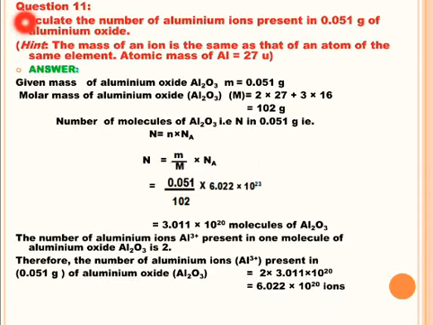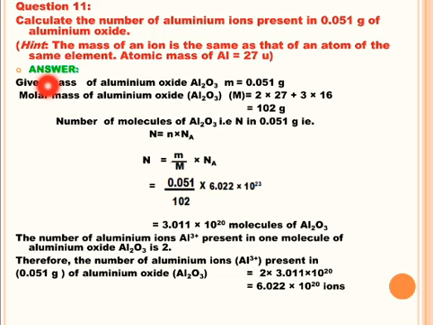Now students, let's see the question number 11, which is the last question given on page number 44 in your back exercise. Calculate the number of aluminium ions present in 0.051 gram of aluminium oxide. One hint is given: the mass of an ion is the same as that of an atom of the same element. Atomic mass of aluminium is equal to 27 U. Students, you have to solve this numerical in the same way as you have solved the previous examples. So let's find out the solution of this numerical.